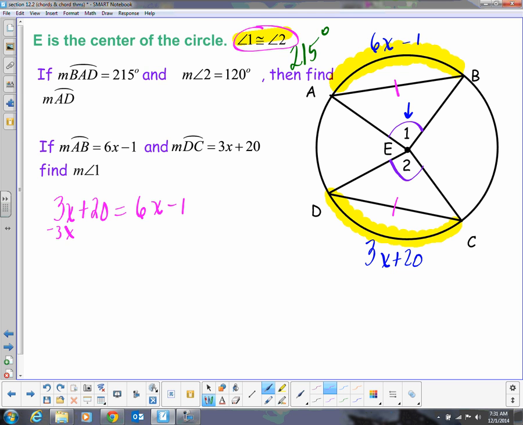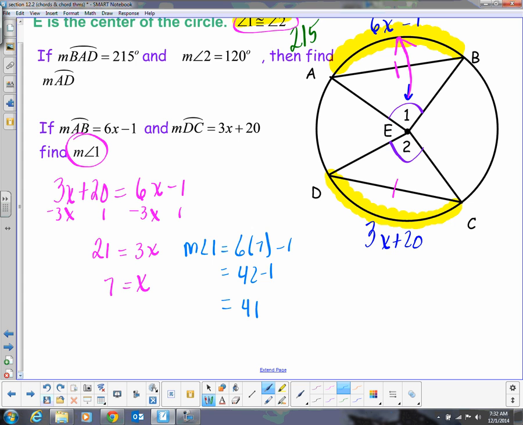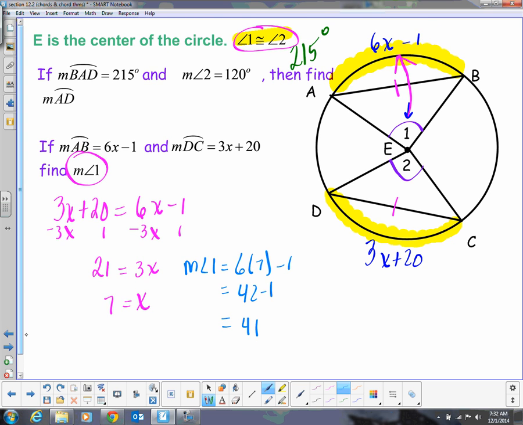So if I subtract 3x and I add 1, I'll have 21 equals 3x. What is your x? All right, now you have to answer the question, measure of angle 1. Measure of angle 1 is equal to what? So we're going to say measure of angle 1 is going to be 6 times 7 minus 1, which is 42 minus 1, which is 41. So you're going to have arithmetic and you're going to have algebra. You'll have arithmetic and algebra on the next test also.